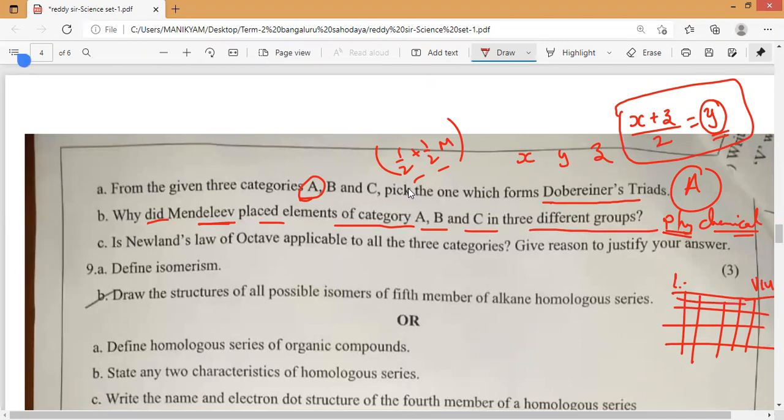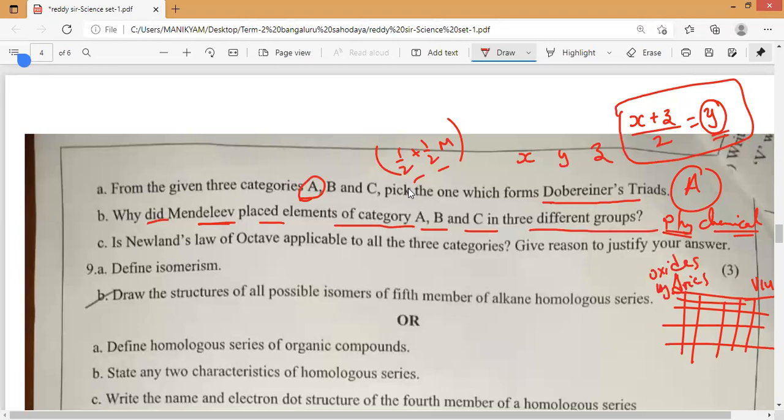Everything is based upon the formation of oxides and the reaction with oxygen as well as hydrogen. So oxides and hydrides only are used to classify them. That is the reason. All the similar elements will come in the same group. That is the reason it has been done based upon the physical and chemical properties. So you have to write that answer.